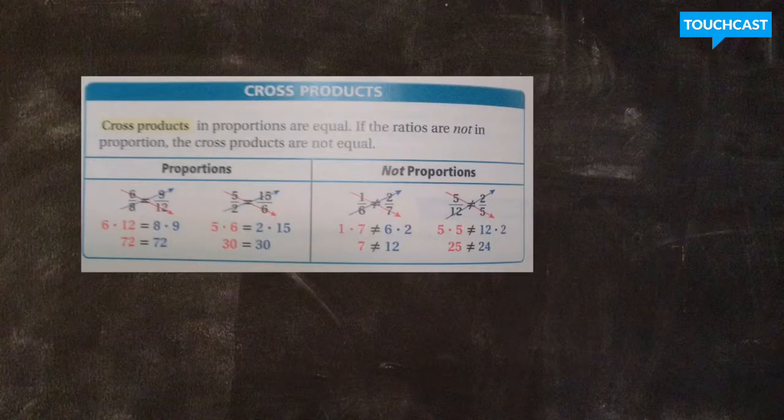They're not proportional, for example, when we have 1/6, it doesn't equal 2/7, because 1 times 7 is 7, and 6 times 2 is 12. They don't equal. Or if we have 5/12 and 2/5, 5 times 5 is 25, and 12 times 2 is 24. Those aren't equal. So let's look at an example where we will use proportions and cross products.